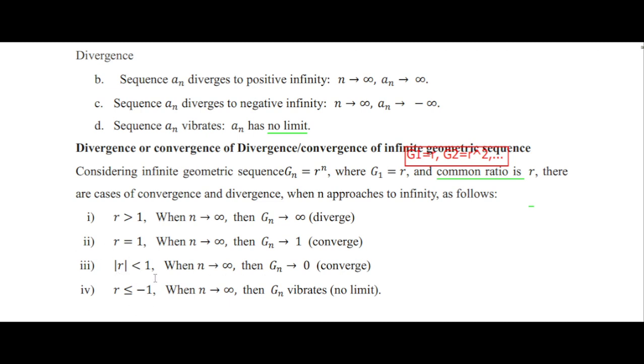Case 4: for r less than or equal to minus 1, when n approaches infinity, then G_n vibrates, or the limit doesn't exist. For r less than or equal to minus 1, this geometric sequence's limit doesn't exist. So we can say for r less than or equal to minus 1, this geometric sequence vibrates or oscillates.